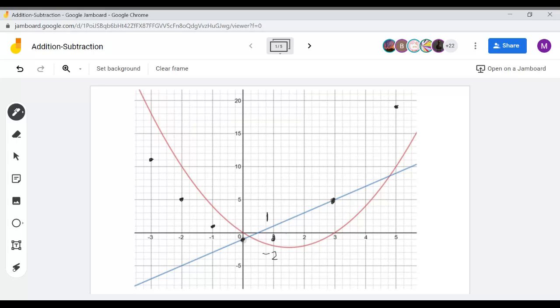-2 and 2? No, no, no, no. Let's try again. One of those isn't right. Okay. So why don't we add those together then? Okay, good. So put that in the right place for me now, please, on the board.